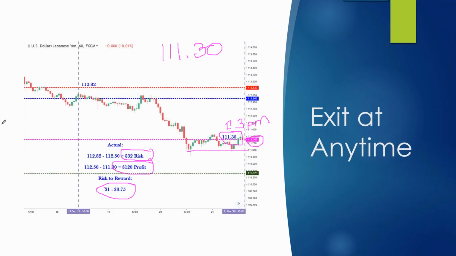Nadex is always based on Eastern Standard Time, which is New York time. Always. You could live in Hawaii, okay? But if you're trading Nadex, look at New York time because everything is based on New York time. Any other questions on this one?